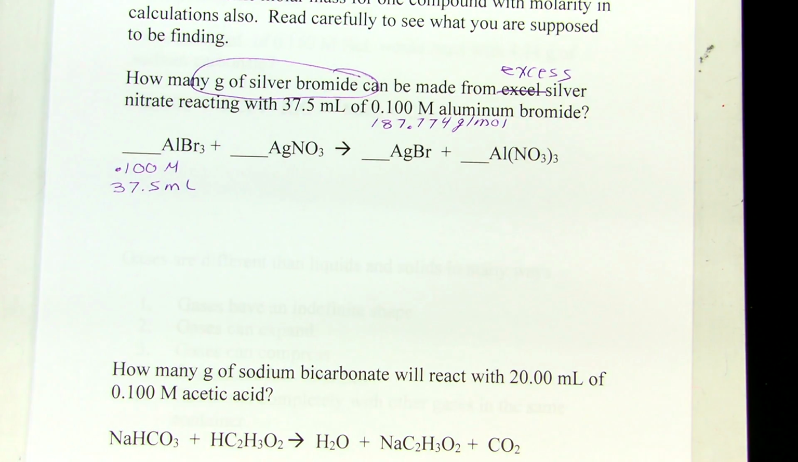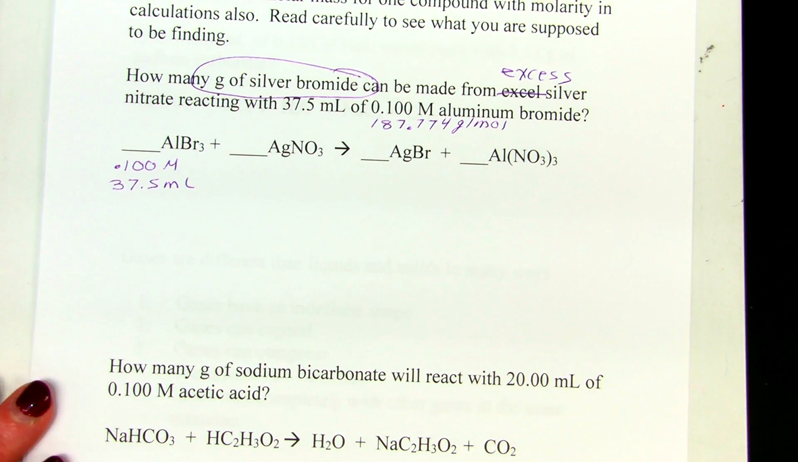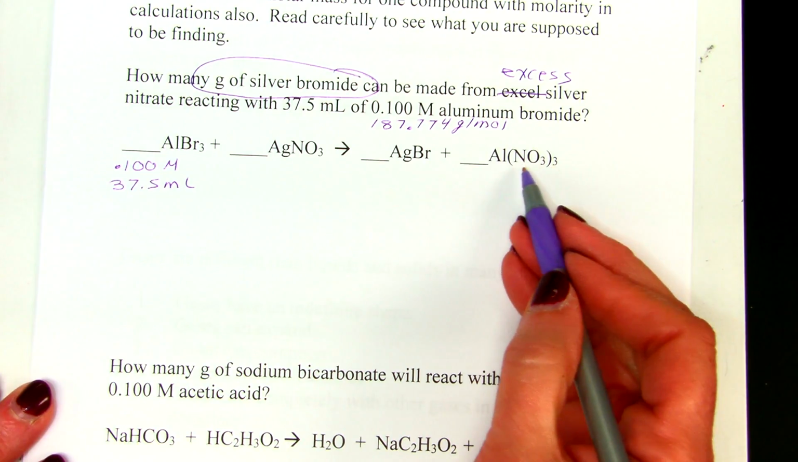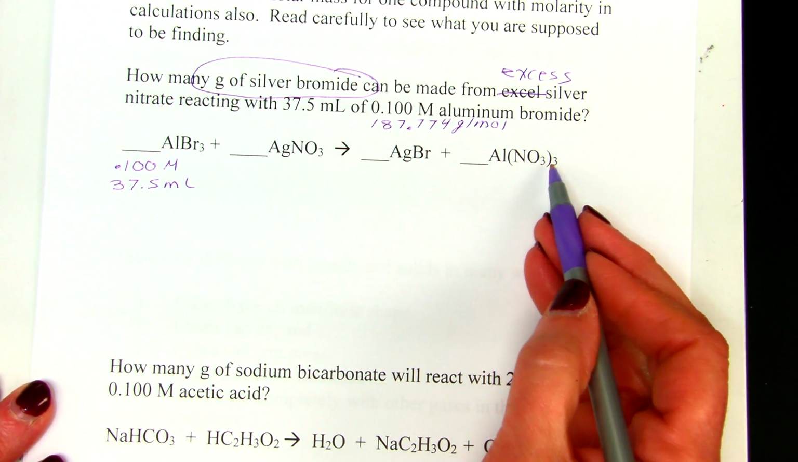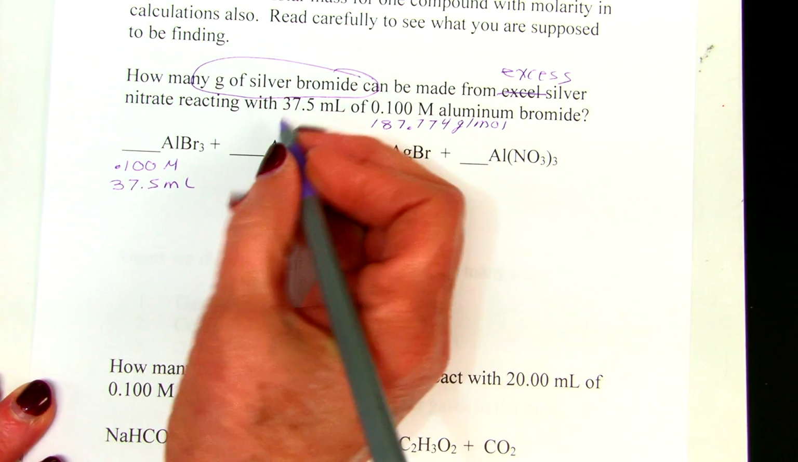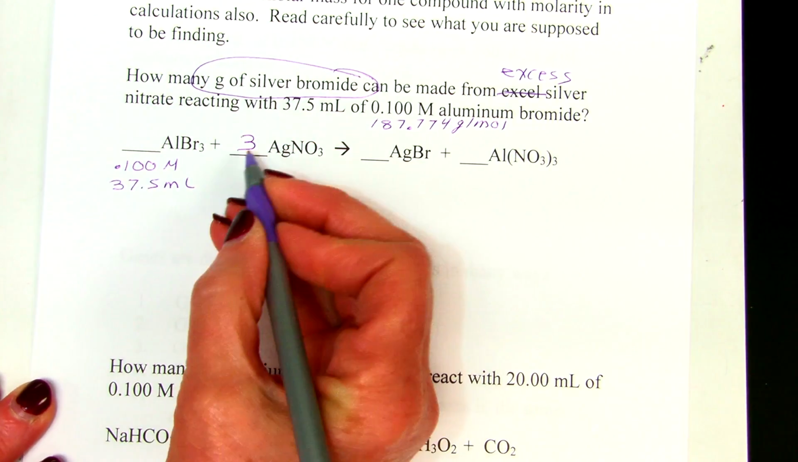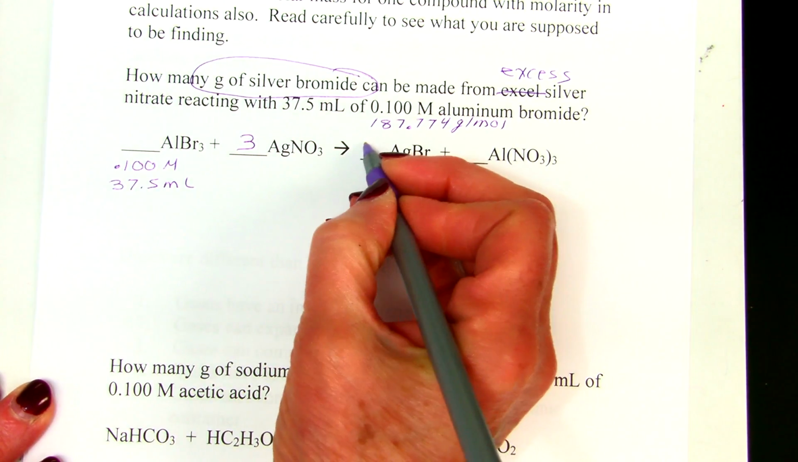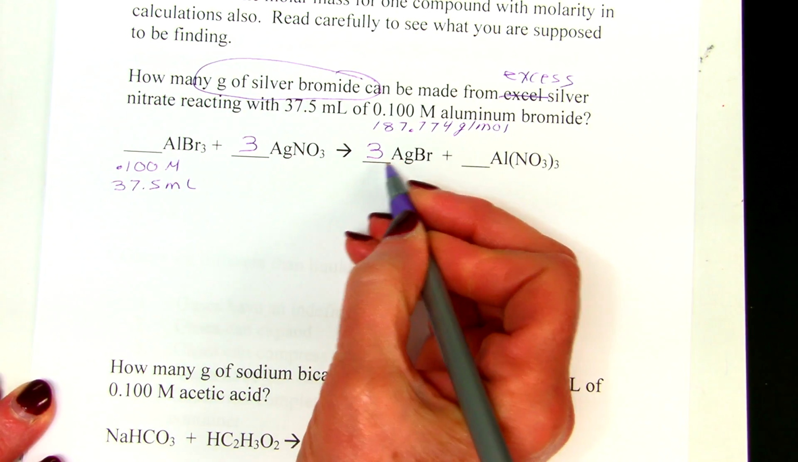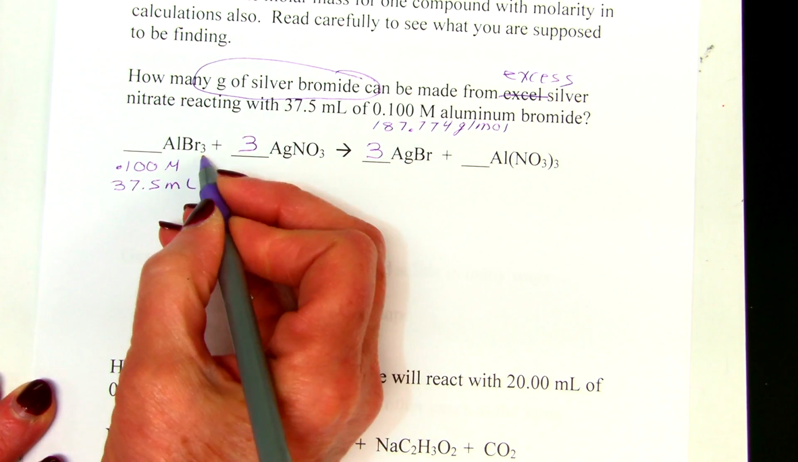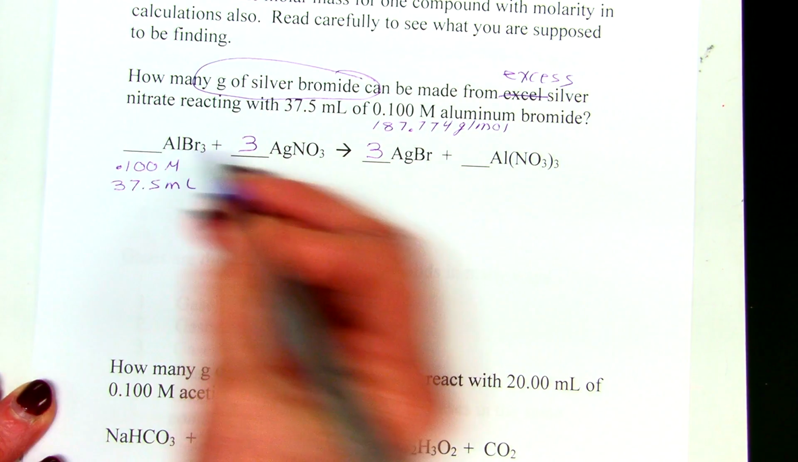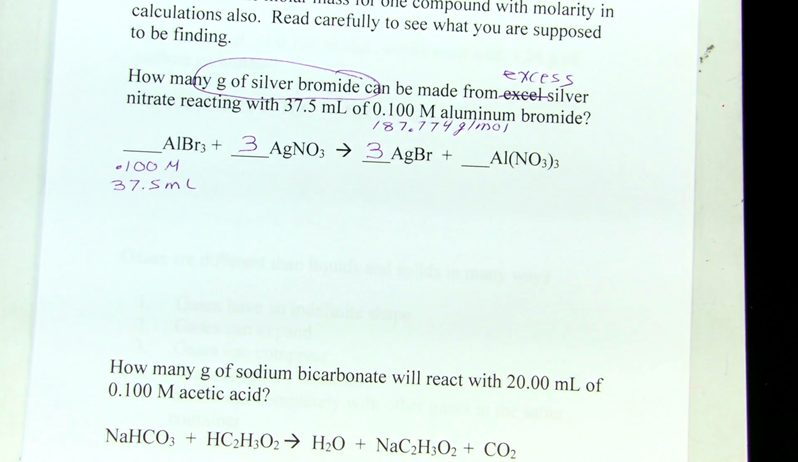Now I want to balance my equation. So I start with my most complicated formula, and that's the aluminum nitrate. And I have 3 nitrates and only 1 here, so I'll start with a 3. Now I have 3 silvers, so putting 3 silvers, I have 3 bromine, and I have 3 bromine here, 1 aluminum, so now I'm balanced.